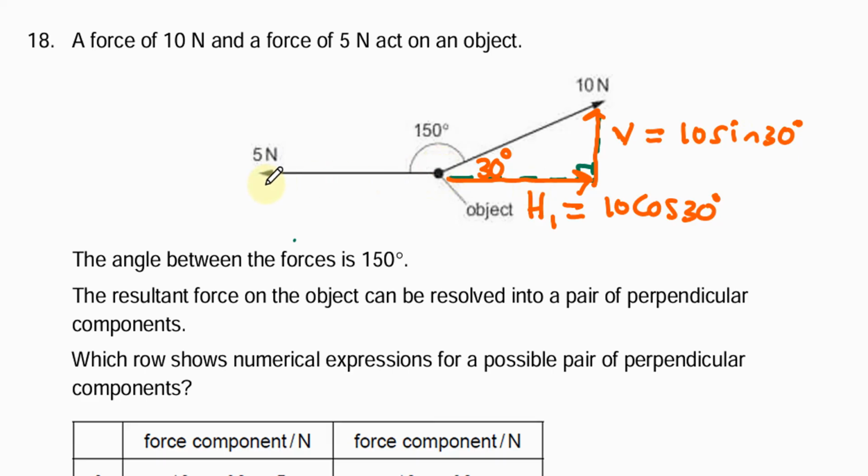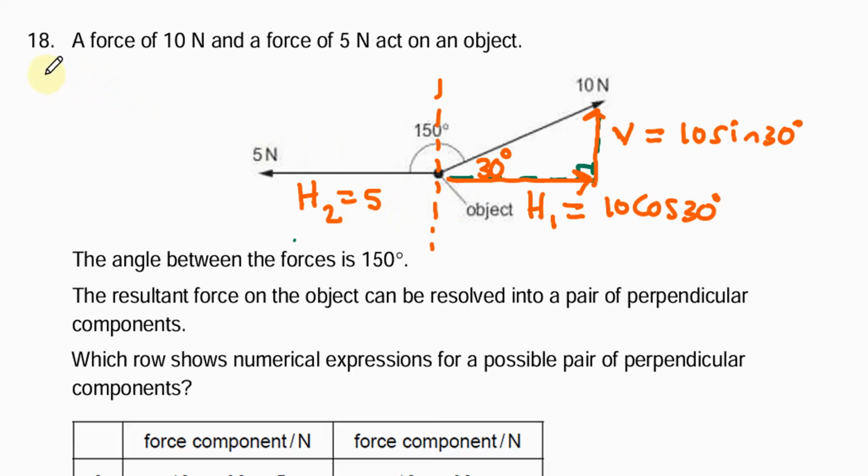Let's go to this vector now. This vector is perpendicular to the vertical plane. So that means it doesn't have any component in the vertical plane. The vector itself is in a horizontal plane, so the horizontal component, which I'm going to call H2, will be the vector itself. So 5 newtons.